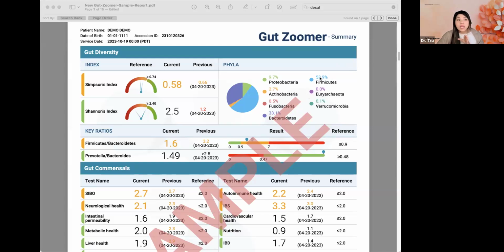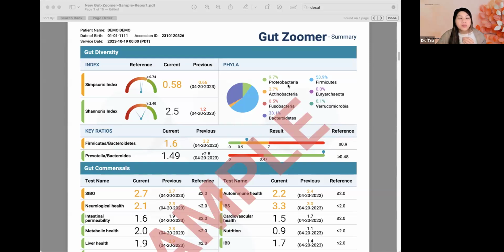Firmicutes usually are about 40 to 50%. So if you see in this sample right here that there is 53.9%, that is way higher than the Bacteroidetes. This is one of the most major dysbiosis in the gut that you can have, and it's represented by this key ratio, Firmicutes to Bacteroidetes. You want this ratio to be less than 0.9. If it is higher, that means you have too much bad bacteria compared to good bacteria.